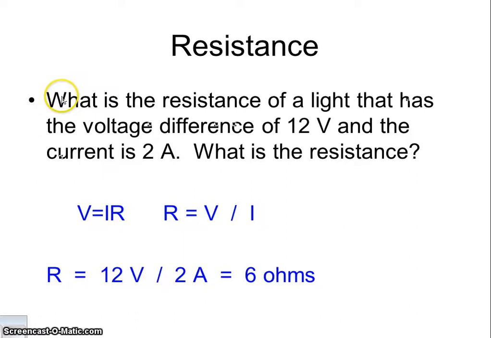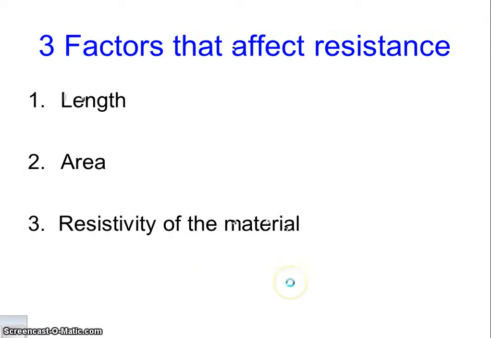Here's the question. What is the resistance of a light that has a voltage difference of 12 volts and the current is 2 amps? What is the resistance? Kind of redundant there, but it's going to be R equals V divided by I, and your voltage is 12 volts, and they tell you your current is 2 amps, so it's going to be 12 volts divided by 2 amps equals 6 ohms.